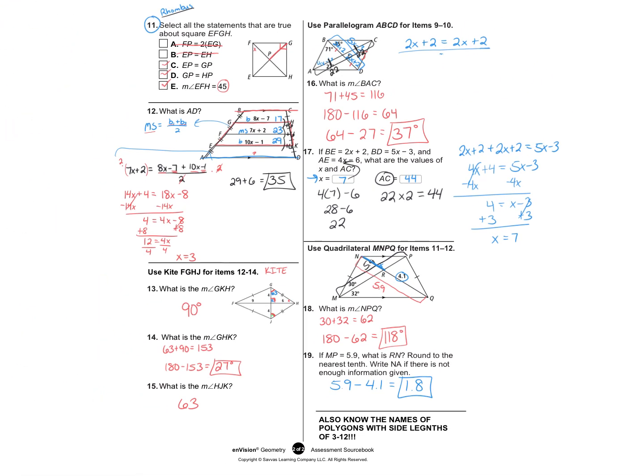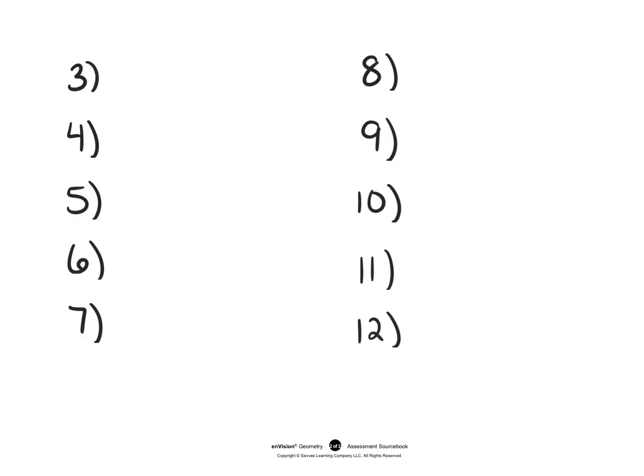1 to 5 on the backside, this bottom part. Also know the names of the polygons with side lengths of 3 to 12. Let's go over and look at 1 through 4. If you ever wrote them down, we're going to write them down right now. 3, triangle. I am not going to dock you for spelling. You just need to be close.